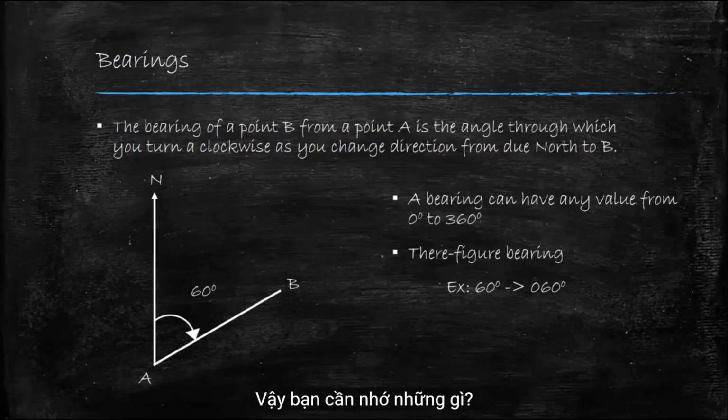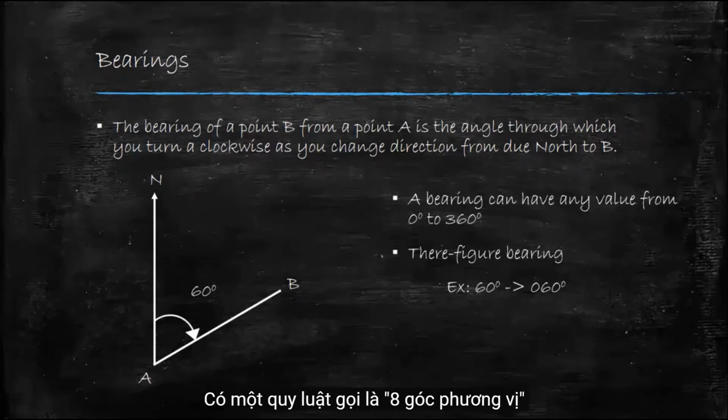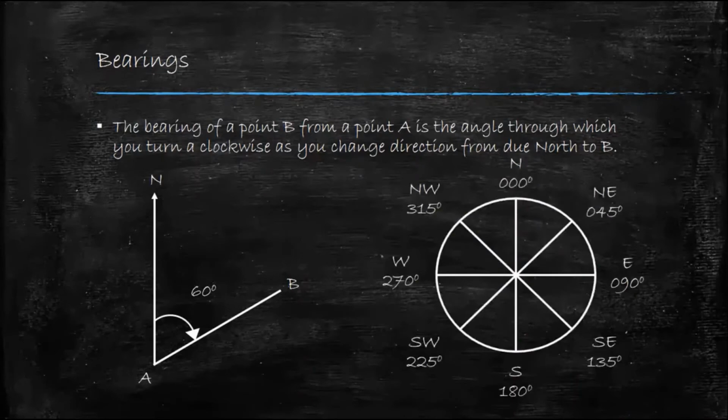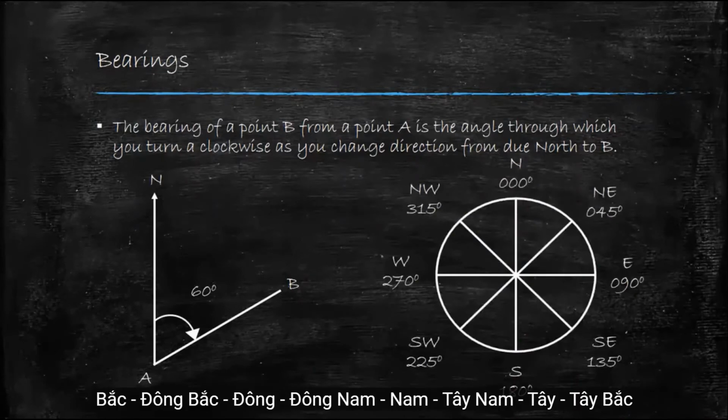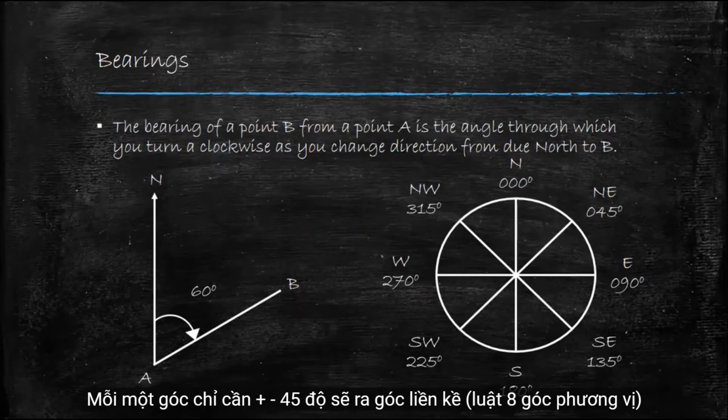So what do you need to remember here? Just remember the rules. There are the rules called the 8 bearings. From north, east is northeast, then southeast, south, southwest, west, and northwest. In each of these bearings, you just need to add 45 to get each of these 8 rules.